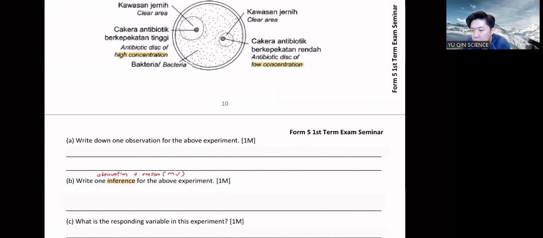I put my observation like this: the antibiotic of high concentration has a larger clear area than the antibiotic with low concentration. So I just gave the answer to everybody already. Can everybody, you all get it? So you say the antibiotic disc with high concentration has a bigger area than the low concentration.